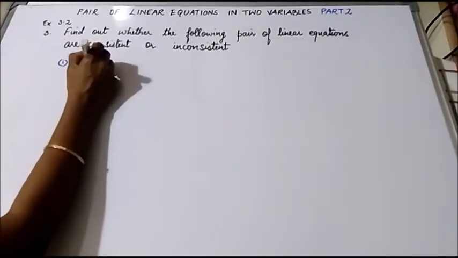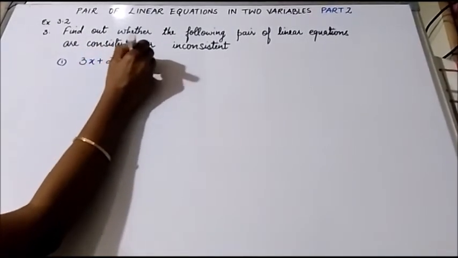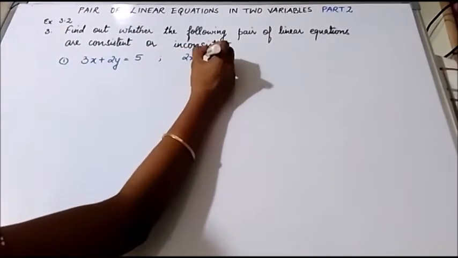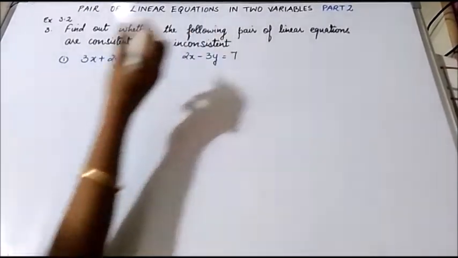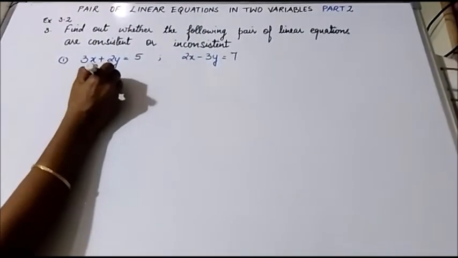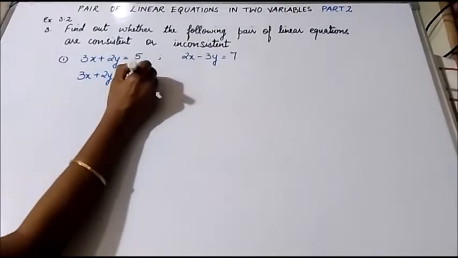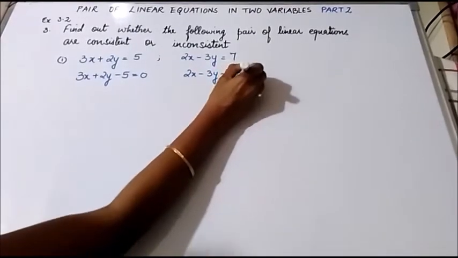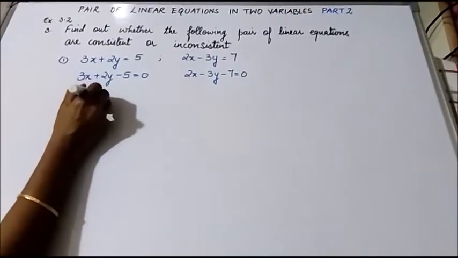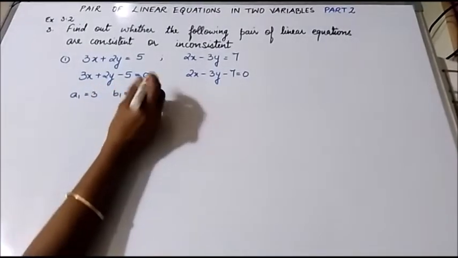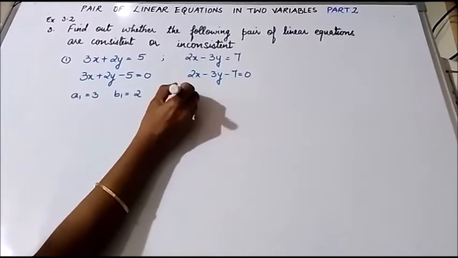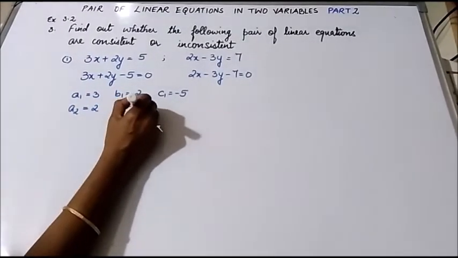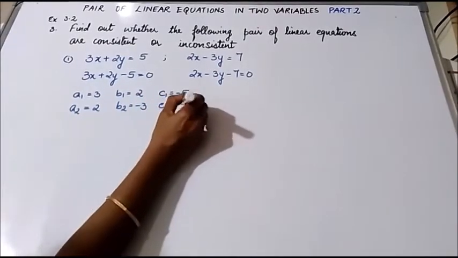The equation is given to us 3x plus 2y is equal to 5 and 2x minus 3y is equal to 7. First let us write it in standard form. 3x plus 2y minus 5 equal to 0, and here we get 2x minus 3y minus 7 equal to 0. Now here A1 is equal to 3, B1 is equal to 2 and C1 is equal to minus 5. We have got here A2 is equal to 2, B2 is equal to minus 3 and C2 is equal to minus 7.